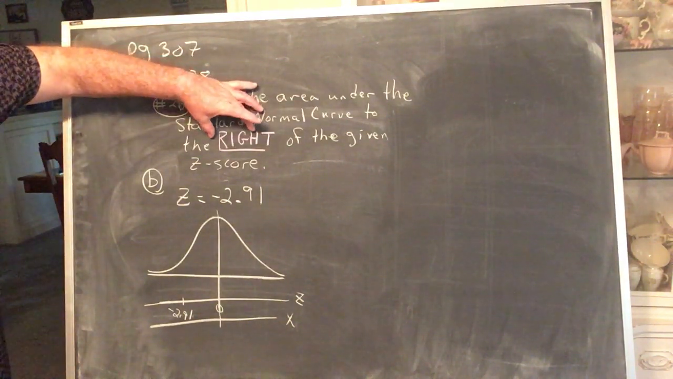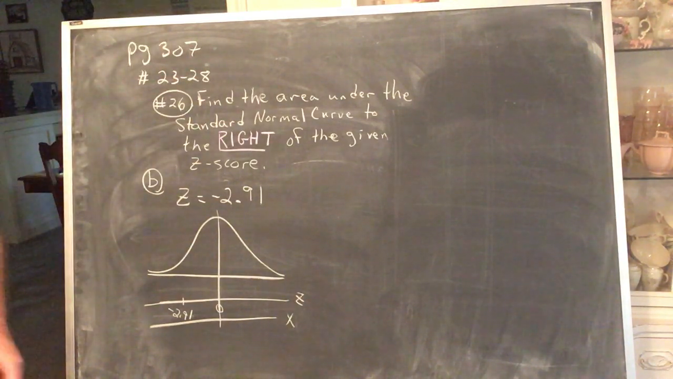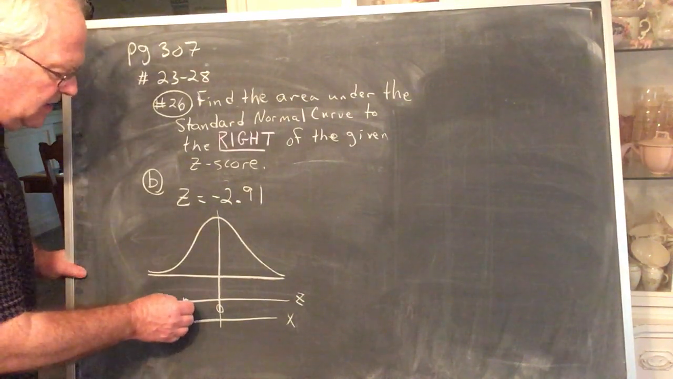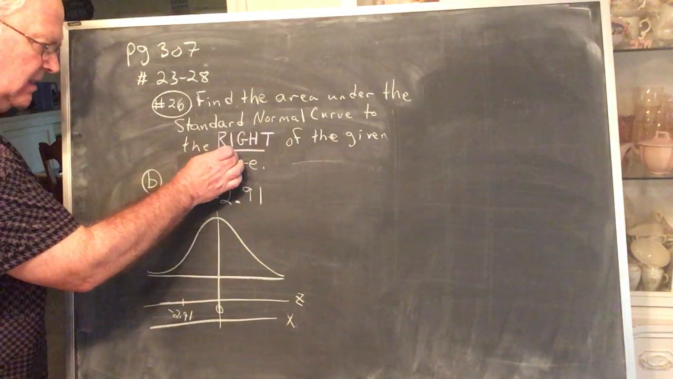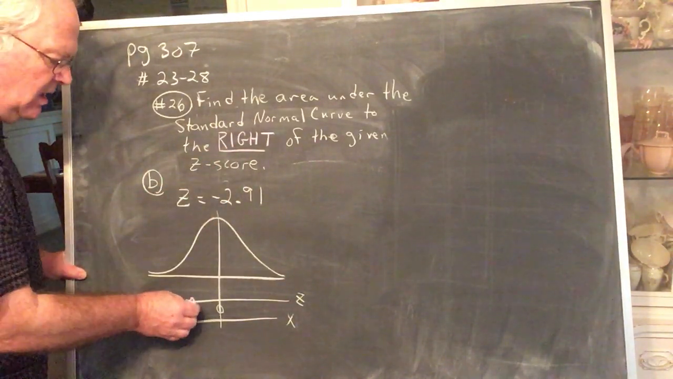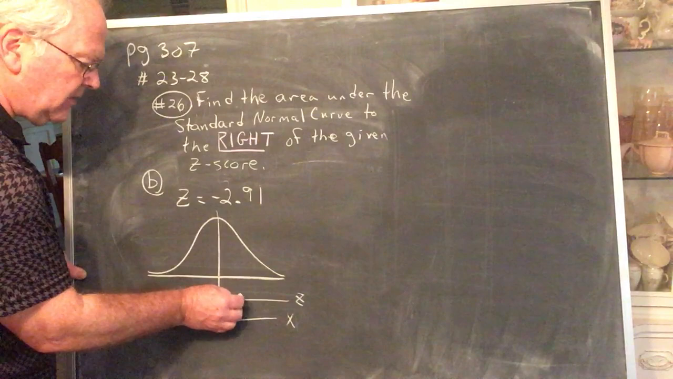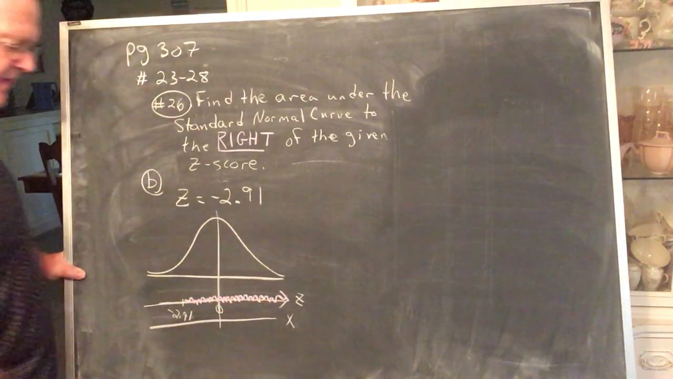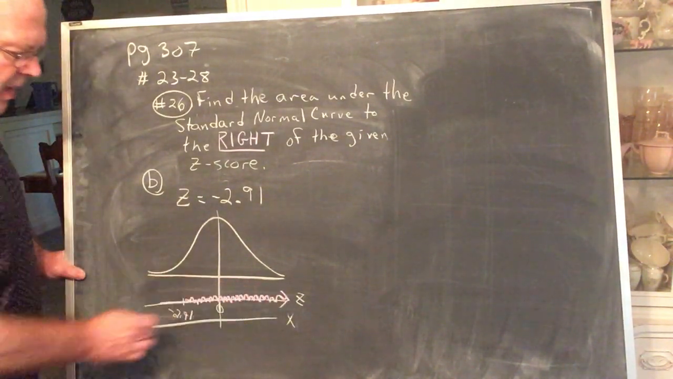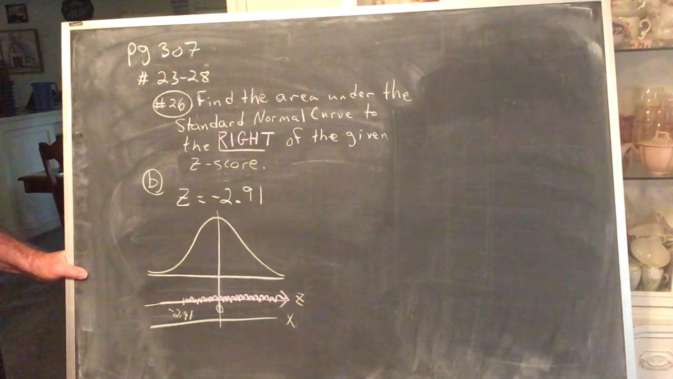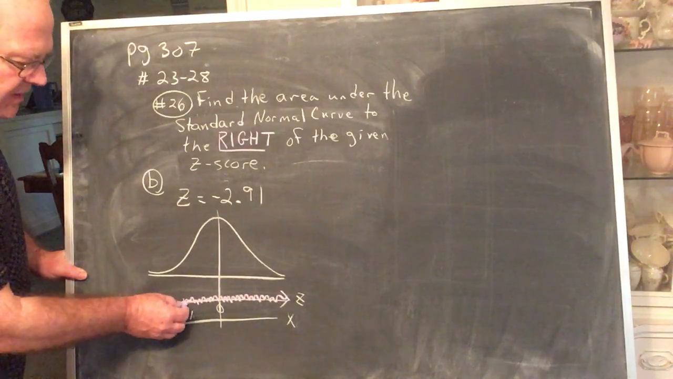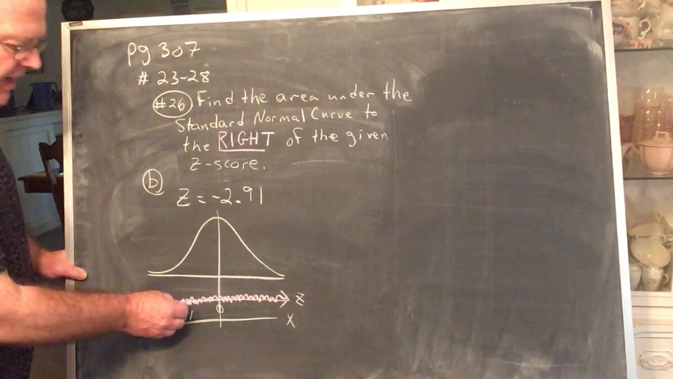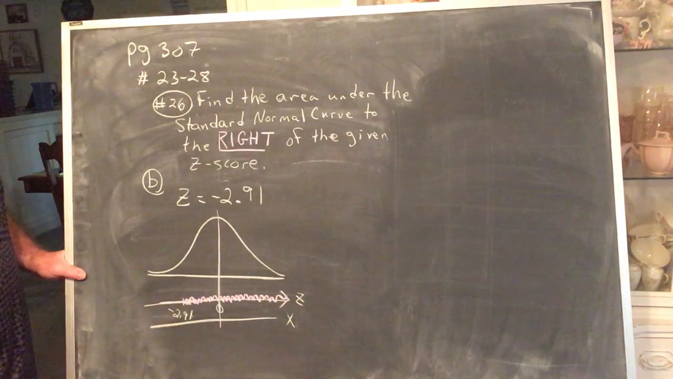Notice in this case, we are asked to find the area to the right of the given z-score. I think it's going to help to indicate it this way. We want the area to the right. This is what we're asked to find. So this is given in the problem. We know this is what we're looking for. We need to find the area to the right of the negative 2.91. I use the very technical term, the squiggly line. We need to find the area that corresponds to the squiggly line.